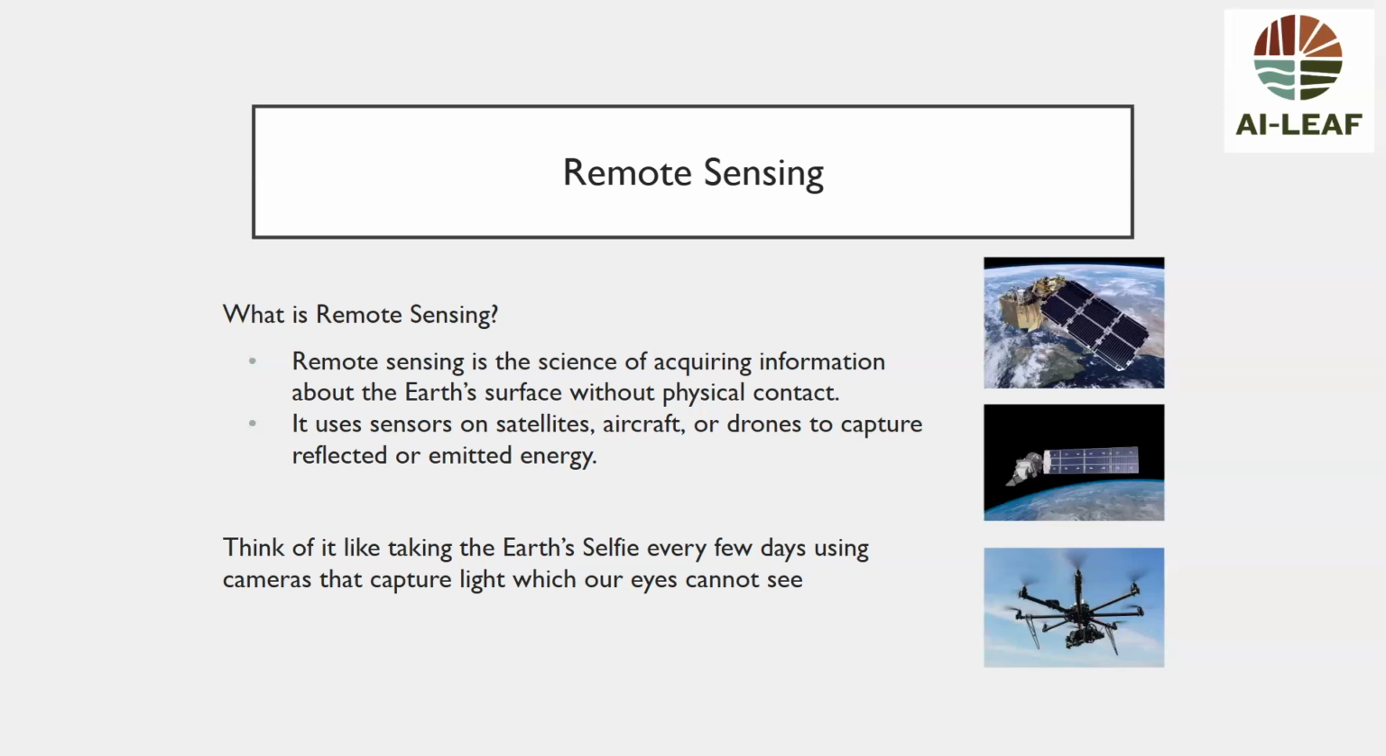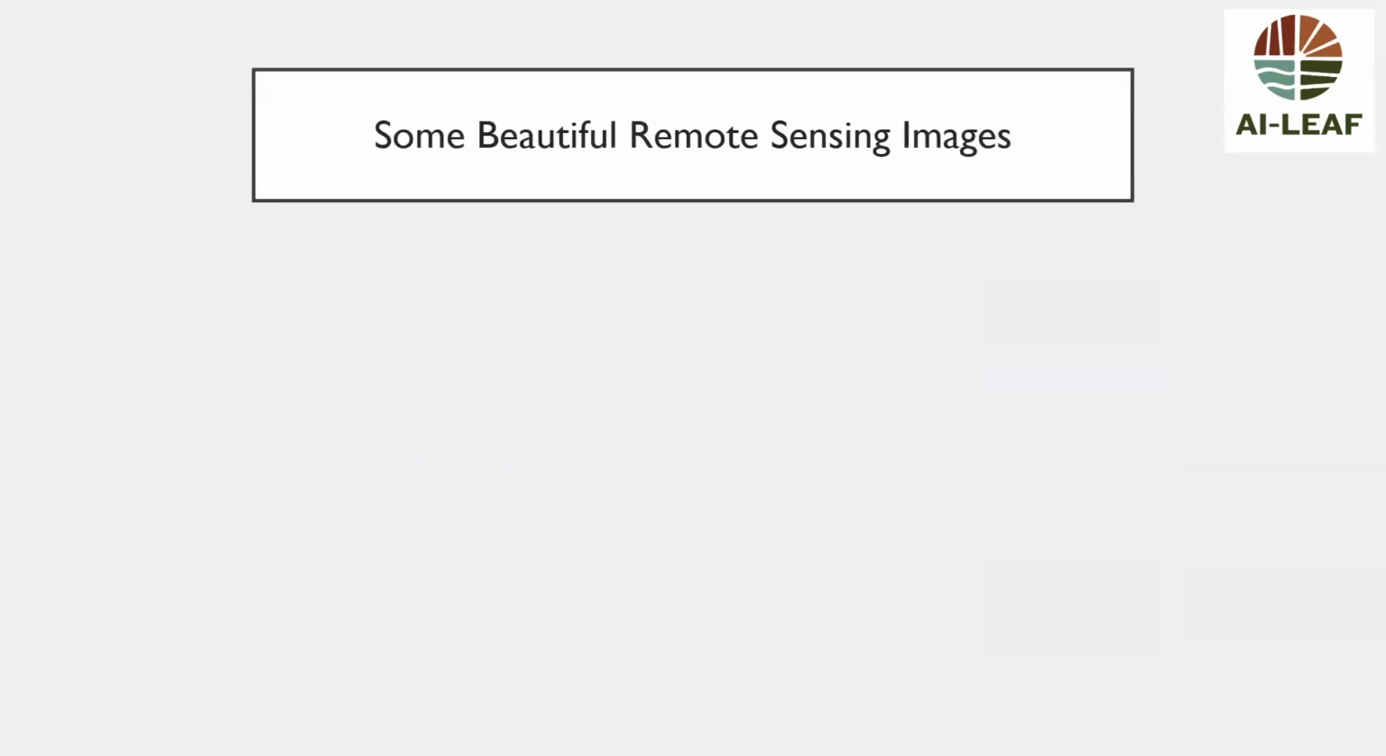And on the right, you have some examples of some of these cameras that are used. For example, this is the Sentinel satellite. This is the Landsat satellite, and these are some drones that are used for capturing these remote sensing images. So now I'm just going to show you some of my favorite remote sensing images.